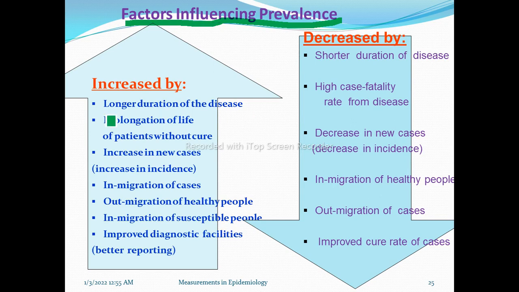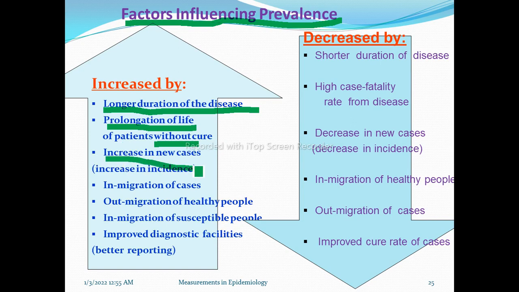So prevalence can be increased if there is longer duration of the disease, or if there is prolongation of life of patients without cure. Since prevalence is estimated at a point in time, if the disease has a longer duration, you may find that disease if you start at a different time. Without cure means there is prolonged duration of disease, so you have the disease if you study at a different point in time, within 1 year or within 5 years.